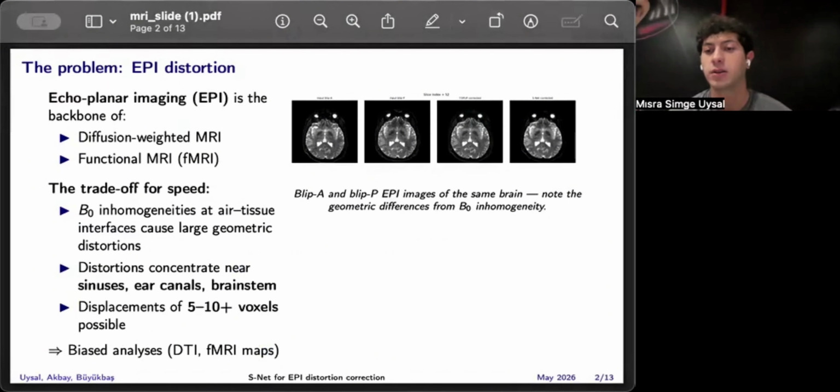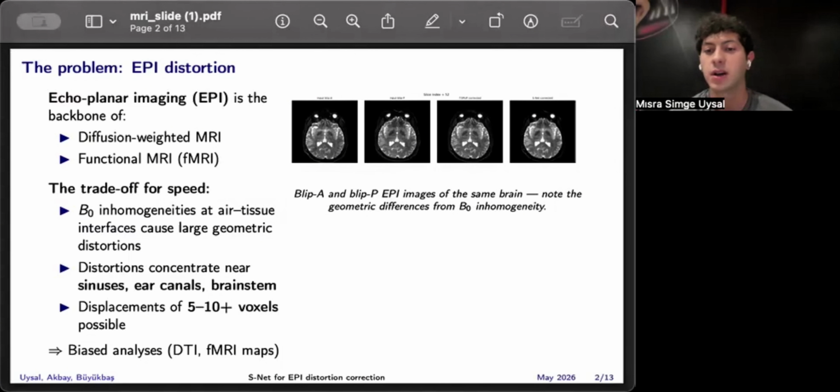So echoplanar imaging, EPI, is the workhorse of both diffusion MRI and functional MRI because it captures an entire 2D slice in a single TR. But the trade-off for that speed is geometric distortion. Local B0 inhomogeneities at air-tissue interfaces, the sinuses, the ear canals, the brainstem, cause off-resonance frequency shifts. Over a long EPI readout, those shifts accumulate into voxel displacement that can exceed 5 to 10 voxels in the worst regions. If you don't correct them, downstream analysis like DTI metrics or fMRI activation maps end up systematically biased.